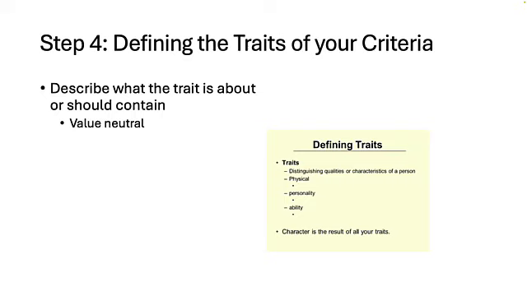Defining the traits of the criteria. So you describe what the trait is about or should contain. It says it's value neutral, but we all kind of know the things in your criteria are meaningful for the discipline or they're meaningful for you. But they may not be value neutral. So you want to make sure that you're not alienating kids by adding in something that's not valuable to them. So please check in with your children to see if the criterion makes sense to them.